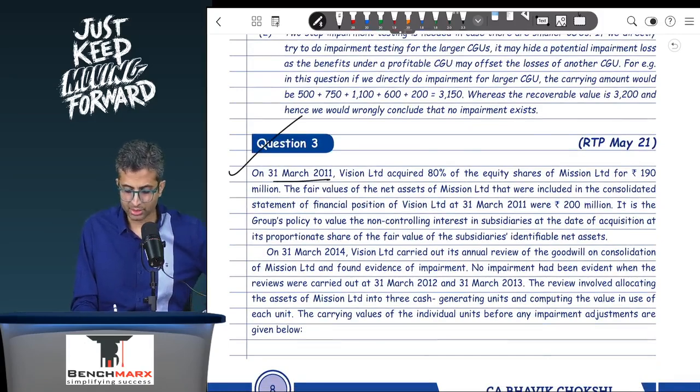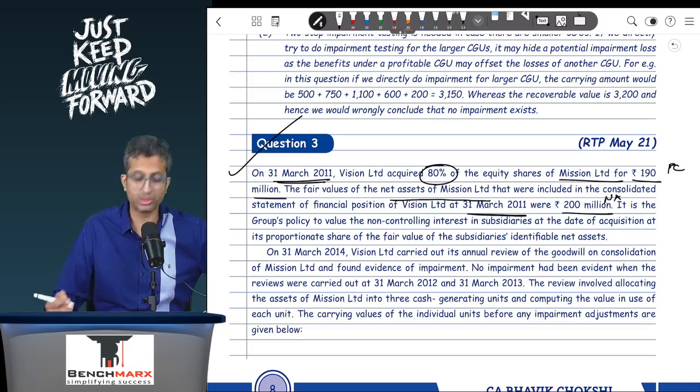So on 31st March 11, Vision acquired 80% of the equity shares of Mission. So Vision is the acquirer, Mission is the target, for 190 million. So this is like the PC. The fair values of the net assets of Mission were included in the CFS of Vision on 31st March 11 at 200 million. So this is like your net assets. You will take over 100% of the net assets.